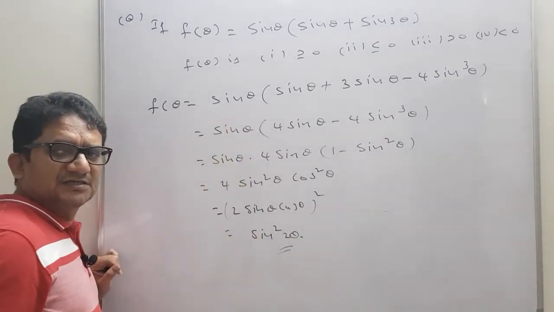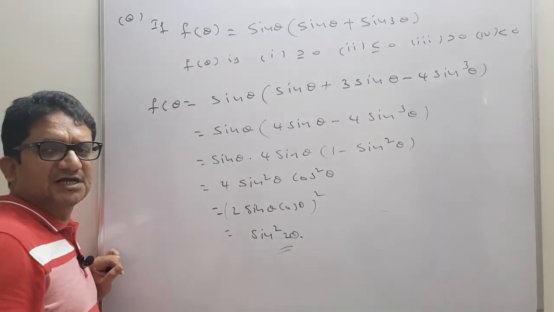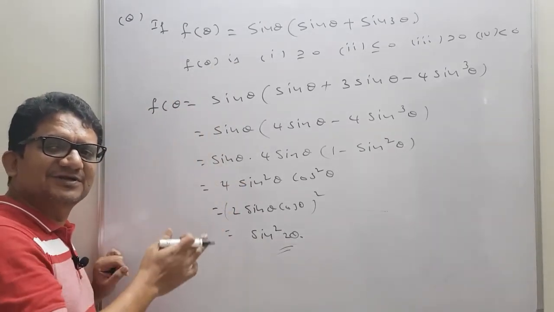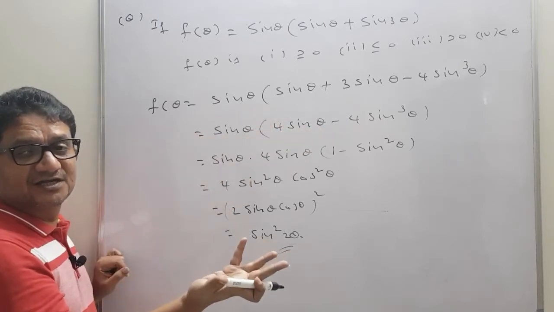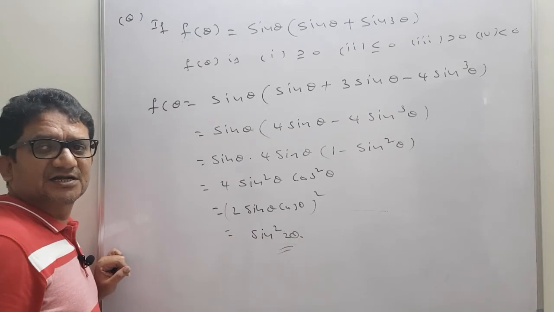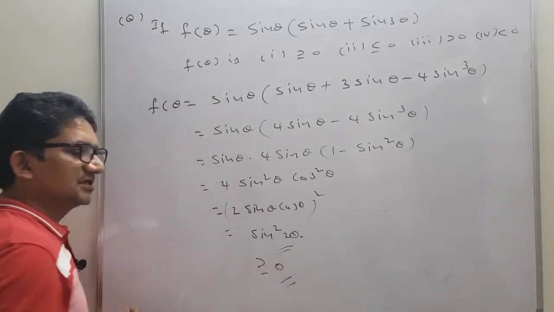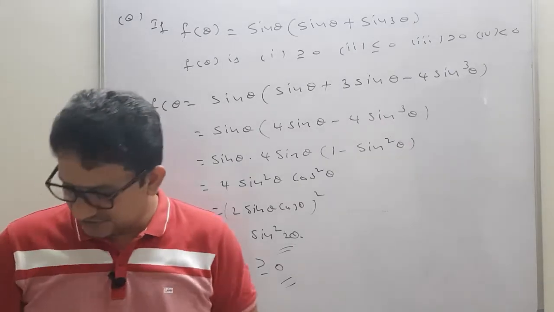Sin theta always lies in between minus 1 and 1, so sin 2 theta also lies in between minus 1 and 1. Then where does sin square 2 theta lie? Greater than or equals to 0 only. So that's why you can write the result as greater than or equals to 0.